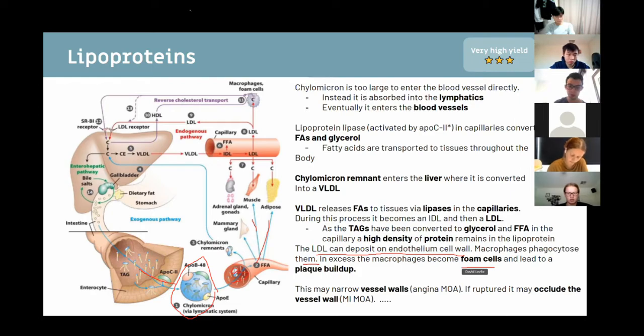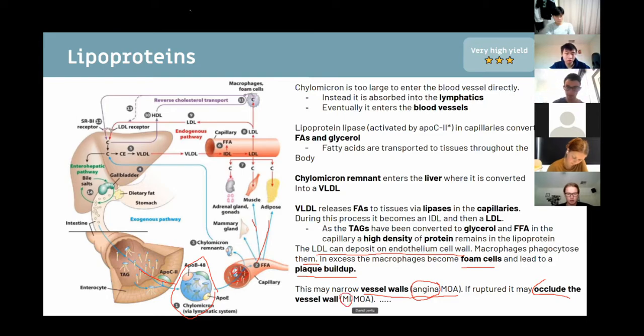They start to protrude in the endothelium, in the tunica intima of the blood vessel, and plaque buildup occurs. This will narrow vessel walls. This is what angina is. Real medicine now. Or it may occlude the vessel wall completely, or rupture, occluding the vessel wall. If it ruptures, everything in that plaque releases out, and that is called a heart attack or a myocardial infarction.